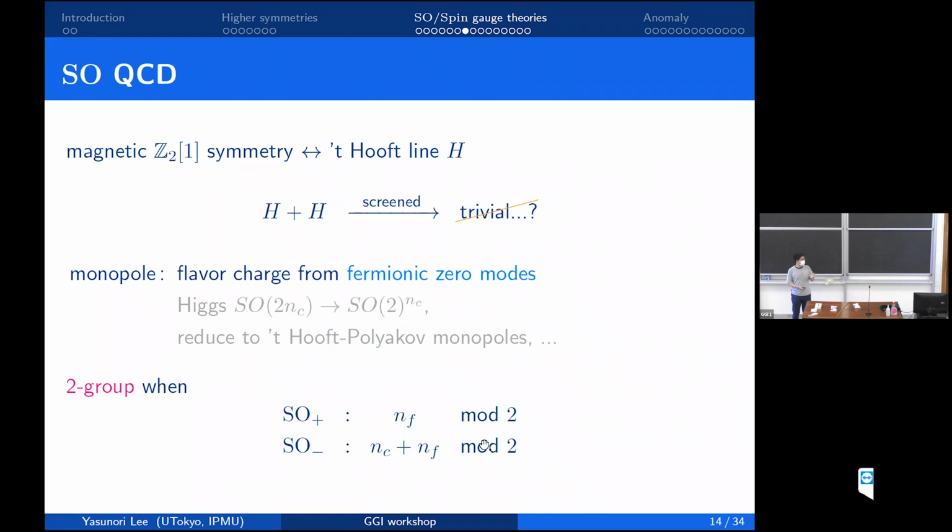So this is the story for the SO plus theory, actually. But the story for the SO minus theory is almost identical. And it turns out that SO minus 2NC QCD with 2NF flavors also has two-group symmetry when NC plus NF is odd.